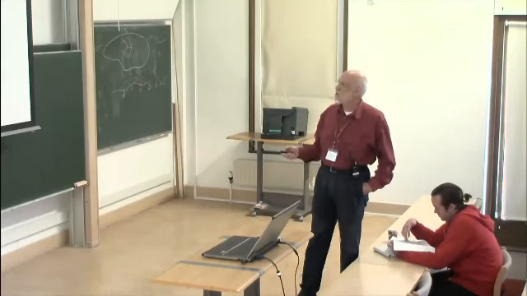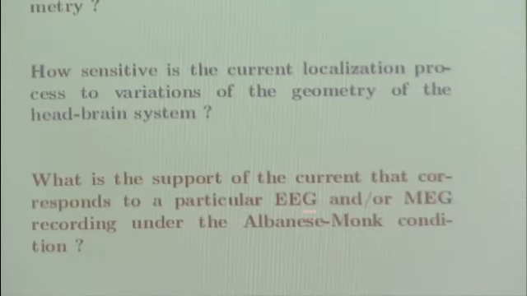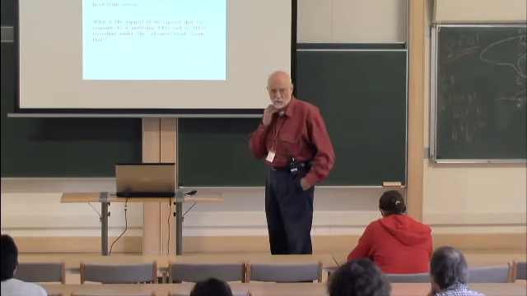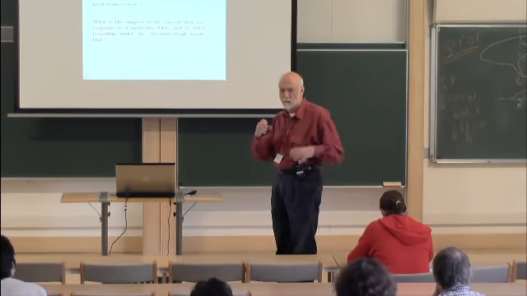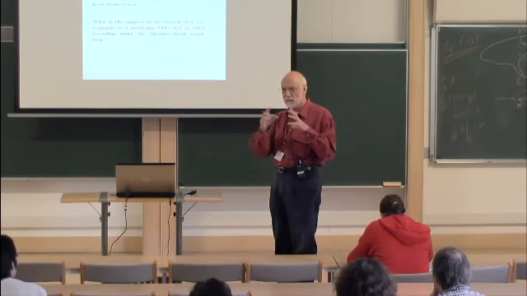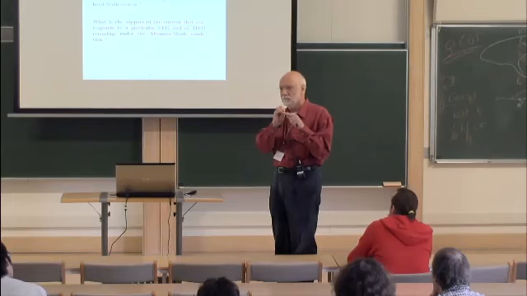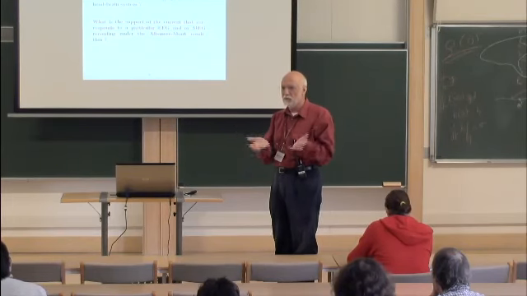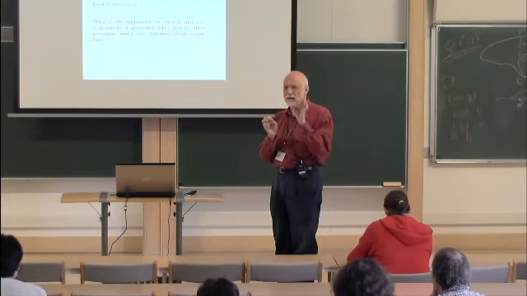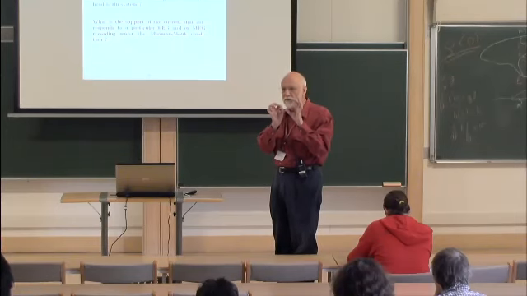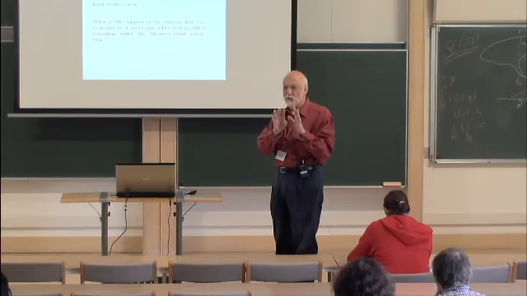Of course, this one here: what is the support of the current that corresponds to a particular EEG or MEG recording according to the Albanese and Monk condition? What is this, the Albanese and Monk condition? Three or four years ago with Thanasis Fokas, we were trying to solve this problem. Take a sphere, and let's say that only at some point there is a spherical region that is excited. Use the direct solution and see how I can identify the center and the radius of the part of the current that is excited. After a lot of work, we identified the center, but we could not identify the radius.